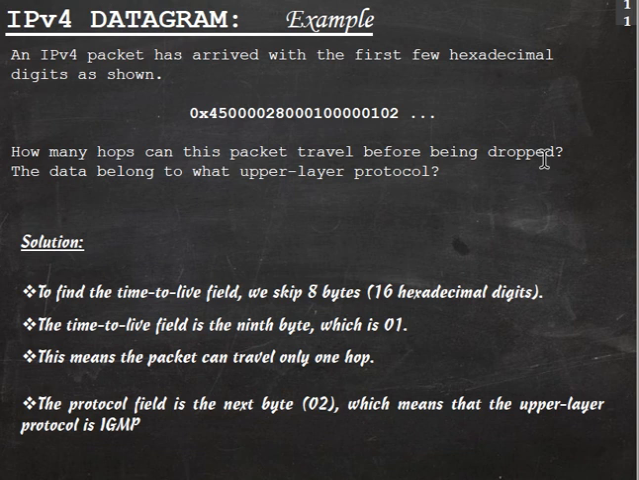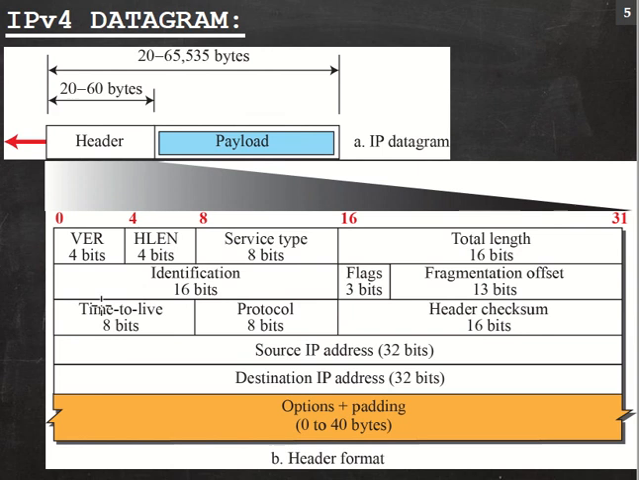To calculate this, if we see the IPv4 datagram format, these two fields will give the information about time to live, and the next two fields will inform the protocol it corresponds to. So this is time to live, which gives the number of hops it can travel before it gets dropped, and the next 8 bits correspond to the protocol it is related to.